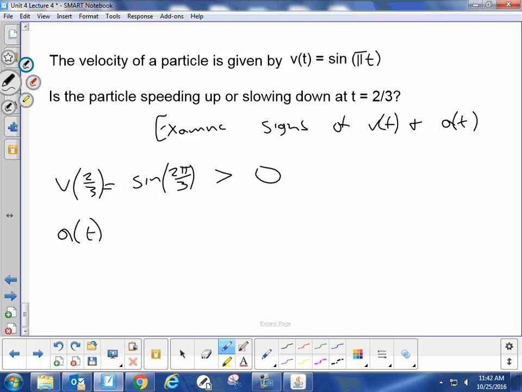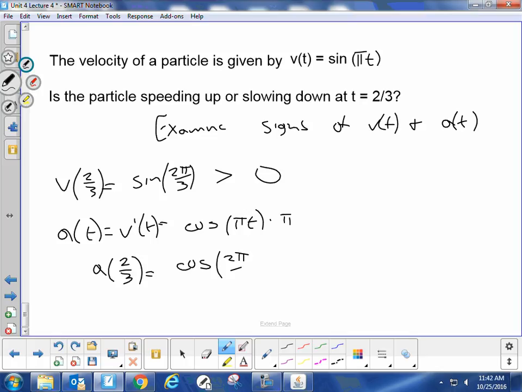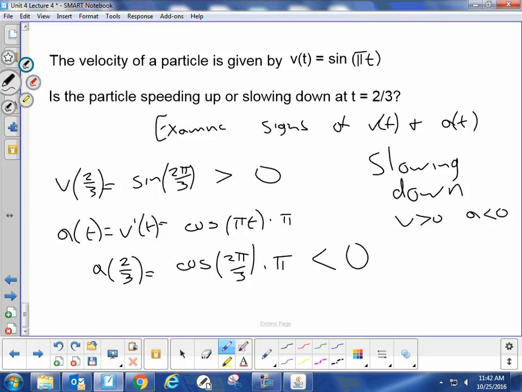Now the acceleration, which is the derivative of my velocity, would be cosine of pi t times pi. Don't forget the chain rule. You need to multiply by the derivative of the inside. And my acceleration at 2/3 would be the cosine of 2 pi over 3 times pi. Well, I know that's negative. It's in the second quadrant. Cosine is negative. Since my velocity is positive and my acceleration is negative, at this moment, we would say I am slowing down. V is positive, A is negative, we're slowing down.